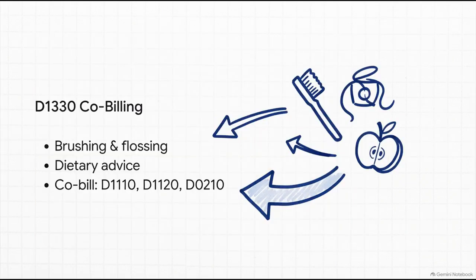Because it's a dedicated service, your documentation literally has to be bulletproof to support billing D1330. Your clinical notes must detail exactly what was taught. Did they go over specific modified brushing techniques, precise flossing mechanics, dietary advice, or maybe the use of adjunctive aids like interdental brushes or specific rinses? Remember the golden rule: if it isn't documented, it didn't happen. Fortunately, D1330 is perfectly designed to be co-billed. You can confidently report it alongside adult or child cleanings, as well as diagnostic evaluations and x-rays.